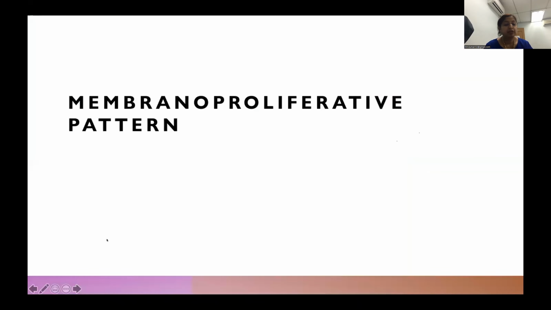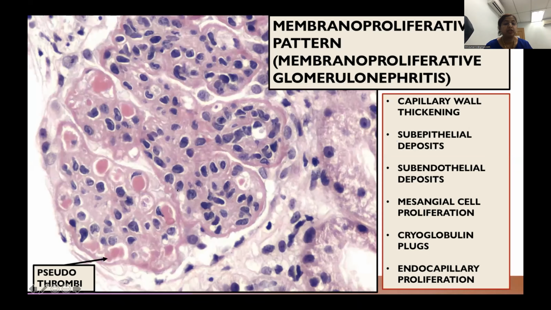Then you have the famously known as the MPGN pattern. So MPGN pattern is basically two things. You have diffuse capillary wall thickening and you have mesangial proliferation. And you can have pseudothrombi depending on what is the condition. So if you can identify these two things which go hand in hand, and then if you look at it, it has kind of a lobular flowery pattern. So this is an MPGN pattern. So this is membranoproliferative pattern of injury.